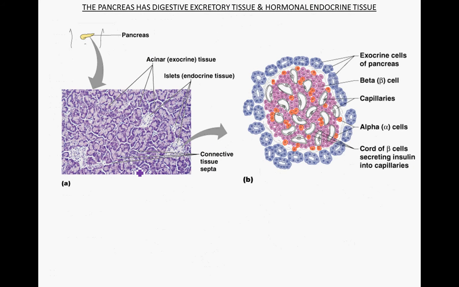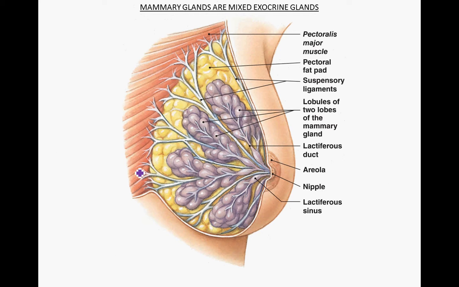Just another cartoon of the same thing. Mammary glands are mixed exocrine glands, and we'll talk about this mixed exocrine a little bit later, but I just want to show you here, again, the mammary tissue. This is all adipose or fat in the yellow. And then all these purple lobes here, these are exocrine in nature. And then you see the ducts. So all these ducts are leading to this larger duct, right? And then leading to the outside world and the opening there at the nipple.